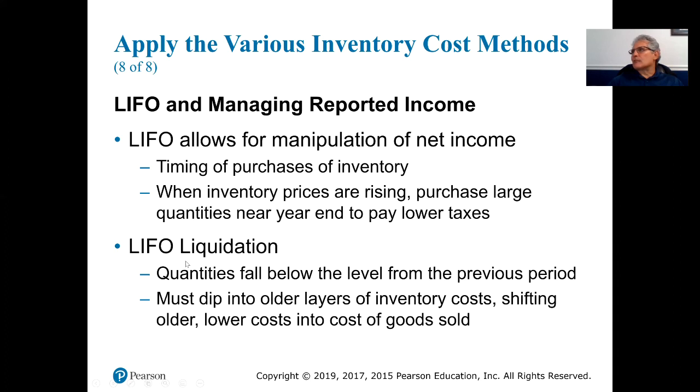You also have what's referred to as LIFO liquidation, and that is when quantities fall below the level of the previous period. When that happens, you must dip into old layers of inventory costs, shifting older, lower costs into the cost of goods sold. So if you're getting rid of some old inventory and you're using the LIFO method, you may end up lowering those costs, because you're using older costs that had lower prices. So your cost of goods sold is not going to be impacted as significantly.